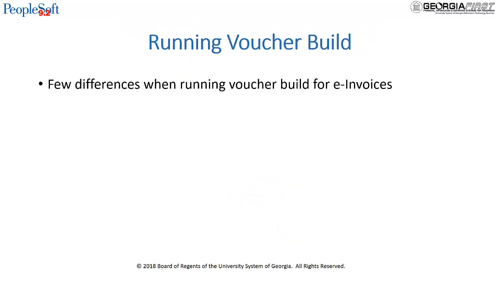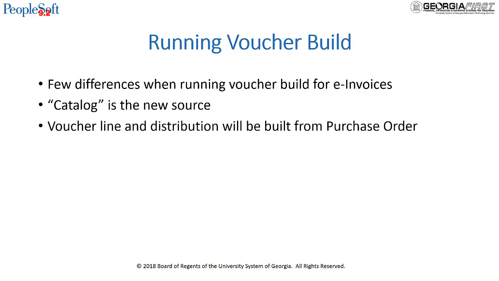There are very few differences between running voucher build for the Georgia First Marketplace e-invoices and running other voucher build instances. A new source of catalog has been added for Georgia First Marketplace voucher build. The voucher line and distribution will be built from the purchase order. You will continue to run voucher build on an ad hoc basis. It will not become a scheduled batch job.